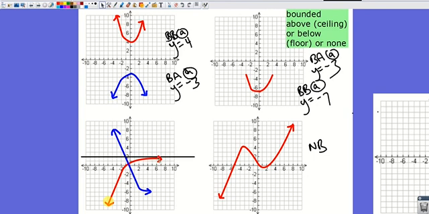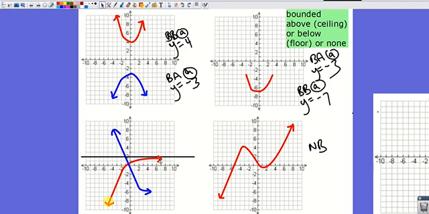The answer is yes, it is bounded above. The red gets closer and closer to the black, but it never touches the black. So there's a ceiling. Now, how do you know that? Well, Mr. Chen, how do I know that it doesn't cross? Just take my word for it for now.